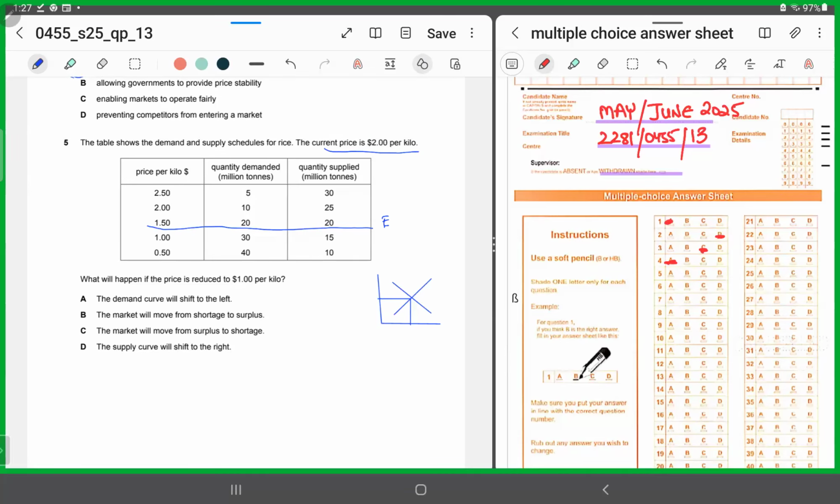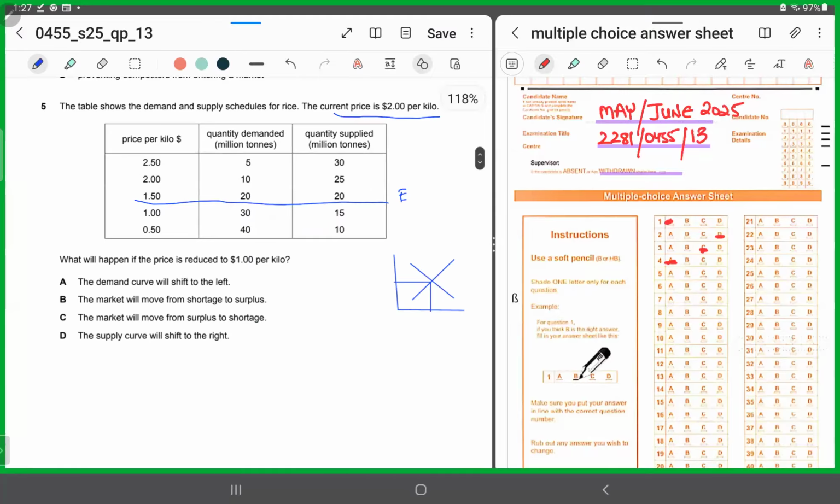So what we can recall is that, let's suppose this is 1.5 and at present it's at 2. So at 2, I'll show this as price and this as quantity. Now this is the equilibrium. This is at 2, this is the current price.